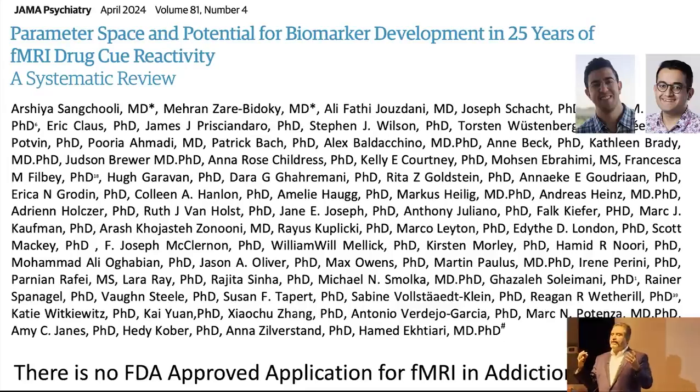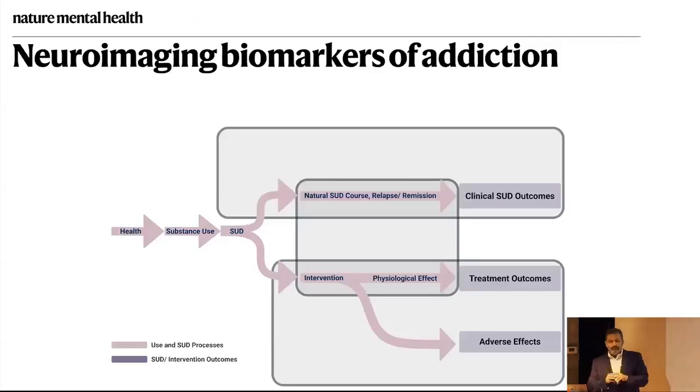And we have been looking at how many studies people have done, and is there any approved biomarker using fMRI drug cue reactivity, which is the most frequent way of doing fMRI in the field of addiction. And if you look into those studies, first of all, we need to define what a biomarker is. What is the definition of biomarker?